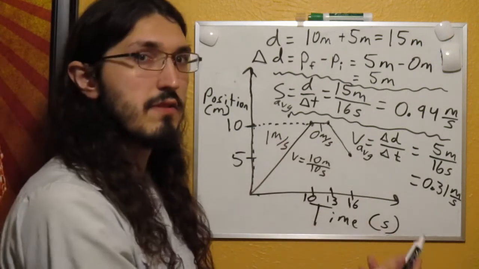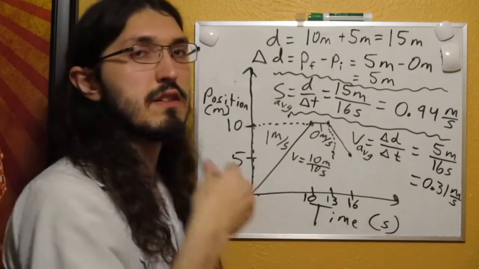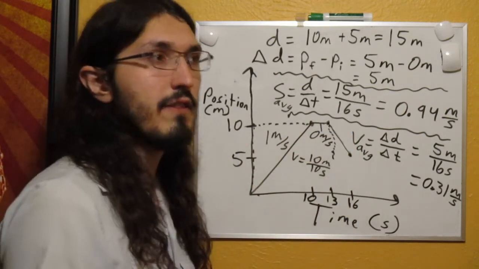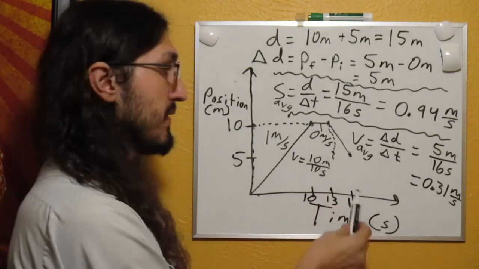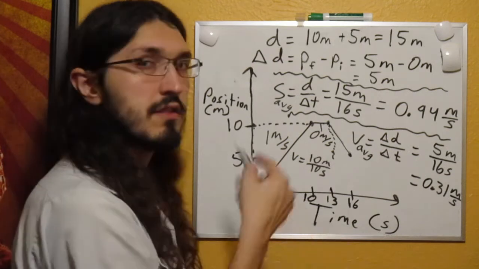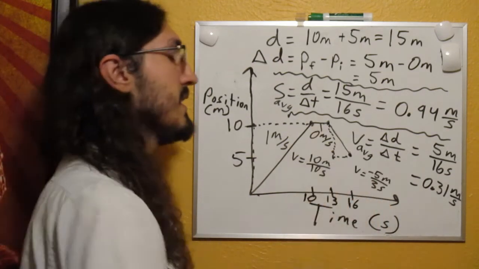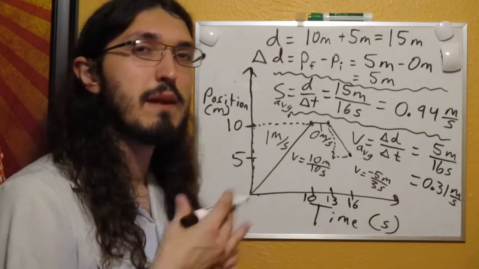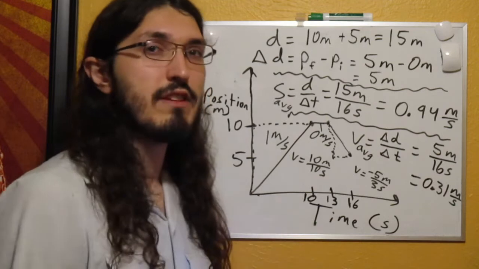If I do my rise over run, I see that it rises from 10 to 5. Since it goes down from 10 to 5, I'm going to say the rise is negative 5 meters. And then the run goes from 13 to 16 seconds, so it's 3 seconds. So my instantaneous velocity in that last section is negative 5 meters divided by 3 seconds, which I'm going to round up to negative 1.7 meters per second.